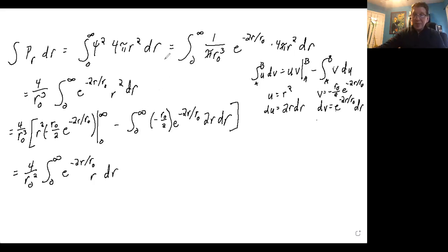So it's a simpler function to work with than what we have, but we're going to need to integrate by parts again. So we'll set u equal to r so that du is equal to dr. And you'll probably see we're only going to need to do this once more. And then dv is exactly what it was before, e to the negative 2r over r naught dr, so that v is equal to negative r naught over 2 times e to the negative 2r over r naught.